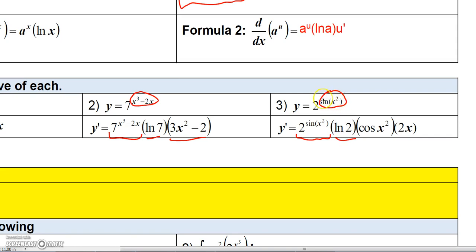Okay, then you multiply by the derivative of sine of x squared. Now remember, the derivative of sine u is actually cosine u, so we would have cosine of x squared. But then remember, you have to multiply by the derivative of this argument here. So then we multiply by the derivative of x squared, and that's where the 2x comes from.